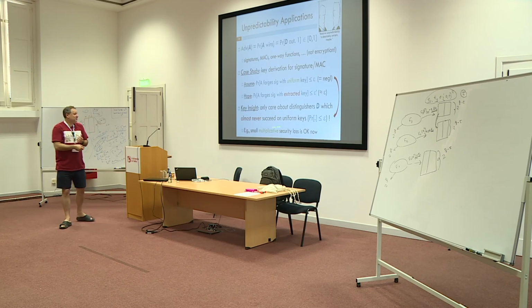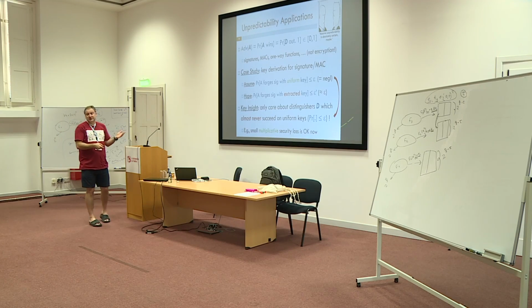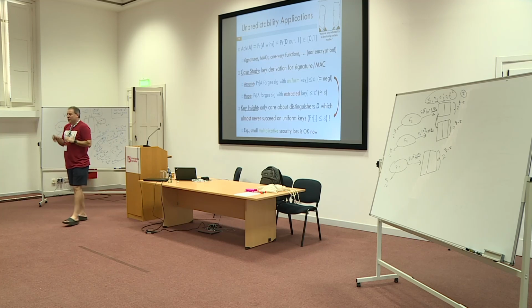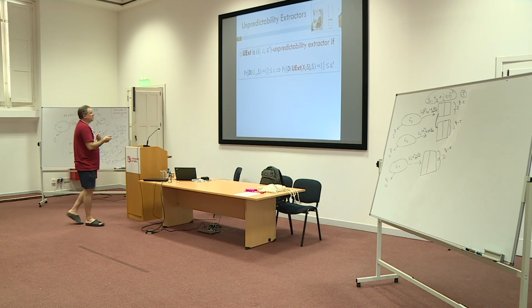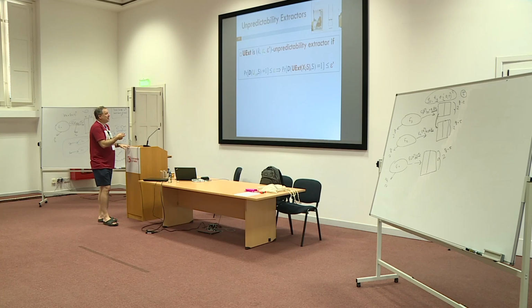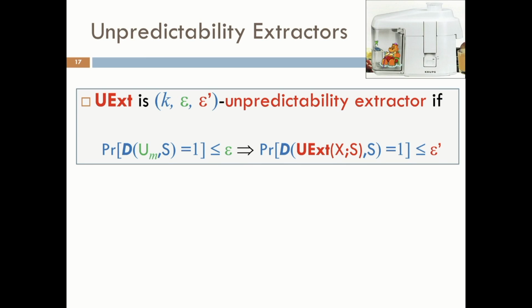So for this kind of application, a multiplicative loss is OK. Basically, we have more room to maneuver. And this leads us to this notion of unpredictability extractors. An unpredictability extractor is a (k, epsilon, epsilon prime) unpredictability extractor if the following is true: if my distinguisher on a uniform key outputs 1 with probability epsilon, then it will output 1 on the output of the extractor with probability at most epsilon prime.